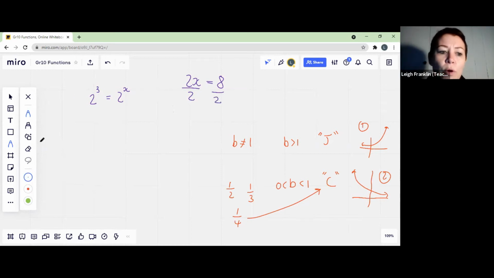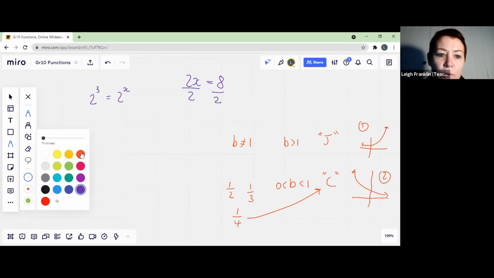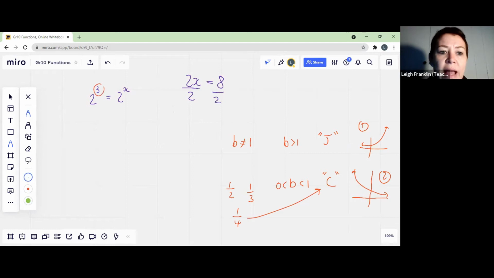But here we're working with powers. Remember, our 3 is an exponent. Our x is an exponent. So the idea behind this, Grade 10s, is that you want to make the bases the same. If you can write this as 2 to the power of something and that as 2 to the power of something, after we make the bases the same, we can then say x has to be equal to 3.